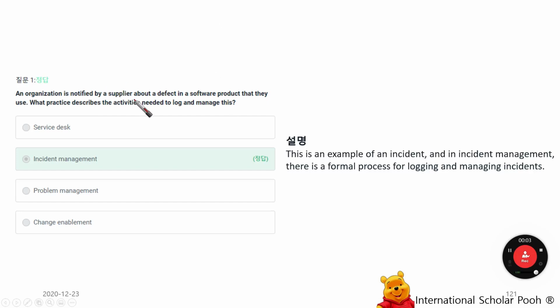An organization is notified by a supplier about a defect in a software product that they use. What practice describes the activities needed to log and manage this? Incident management. This is an example of an incident. In incident management, there is a formal process for logging and managing incidents.